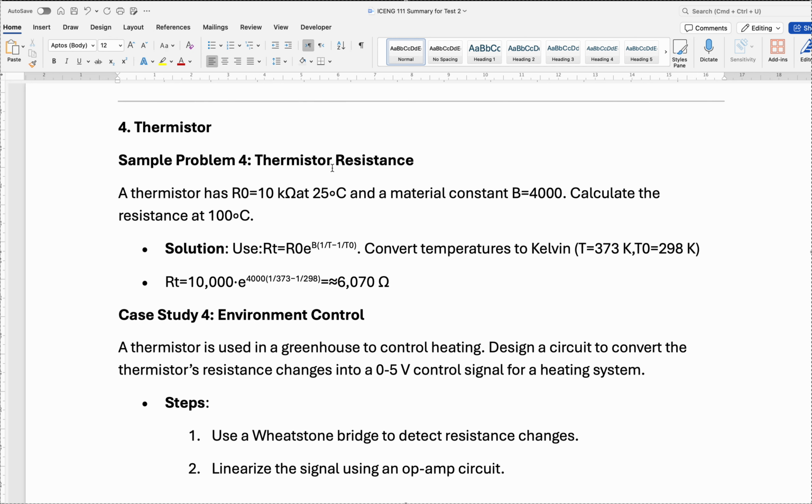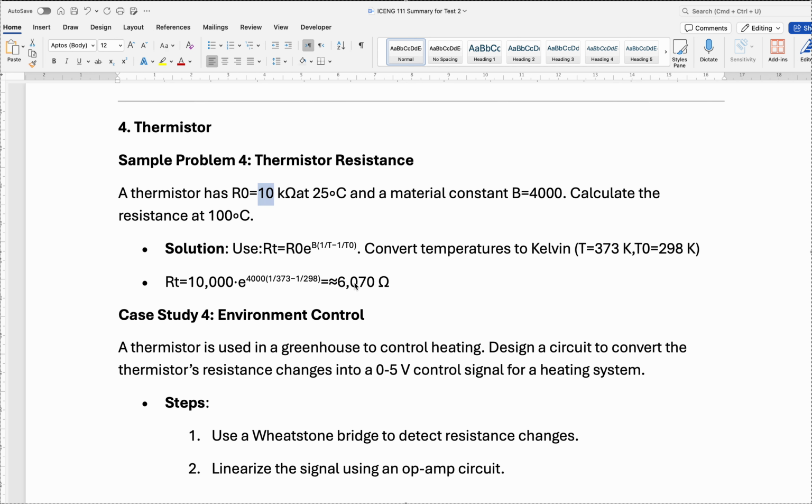So for the thermistor, we have a thermal resistance. Now the thermistor uses what? It uses this exponential term. So I have a thermistor of R naught at T naught and a B, which is the material constant, of 4000. Calculate the resistance at T1. So I already have 1 over T minus 1 over T naught. So I have T naught, I have T, I have B, I have R naught, which is 10 kilo ohms. I'm going to calculate the final number of ohms.